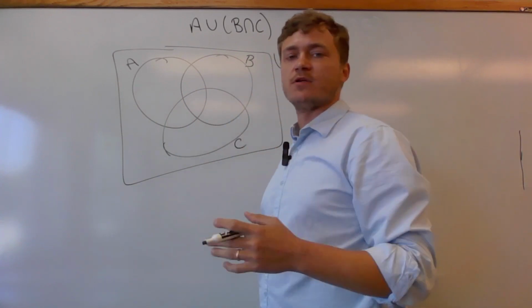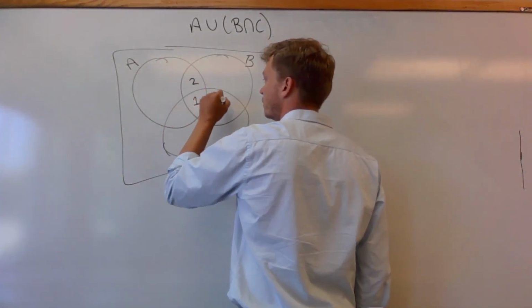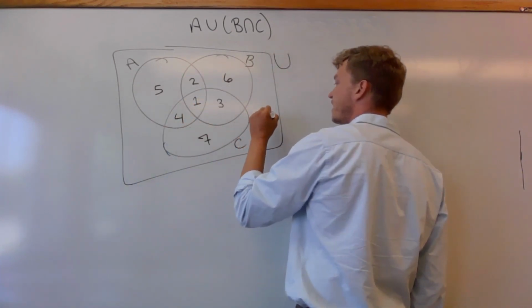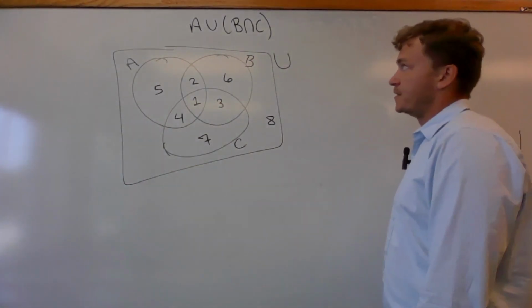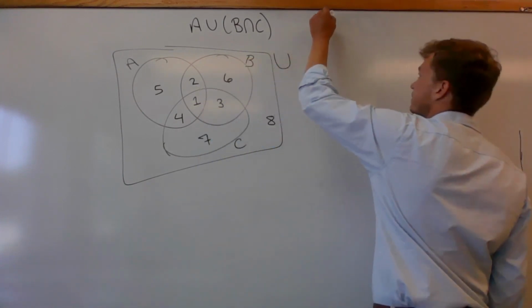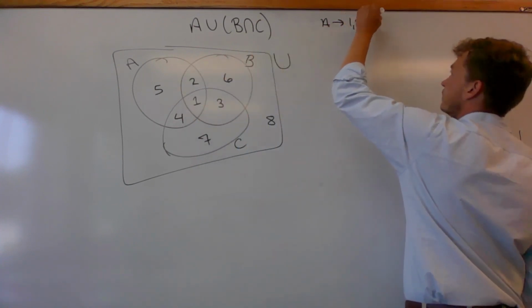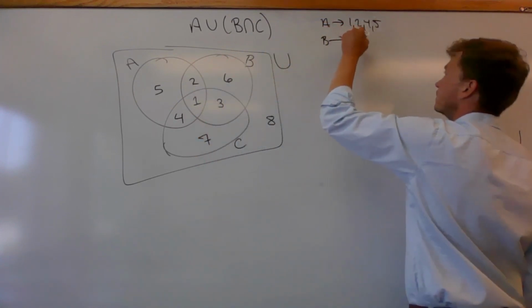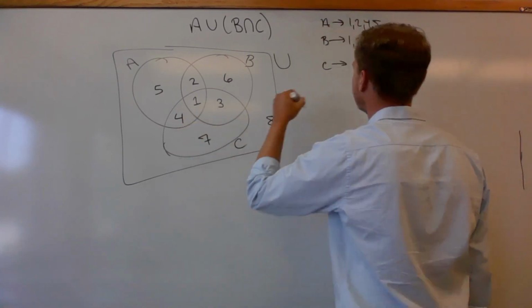I will use numbers this time because we're working solely with determining regions. Region 1, 2, 3, 4, 5, 6, 7, and lastly region 8, all of those elements that are not found in A, B, or C. So what are the regions for B intersects C? We'll determine the regions for A first. The regions for A are 1, 2, 4, and 5. The regions for B, 1, 2, 3, and 6. The regions for C, 1, 3, 4, 7.